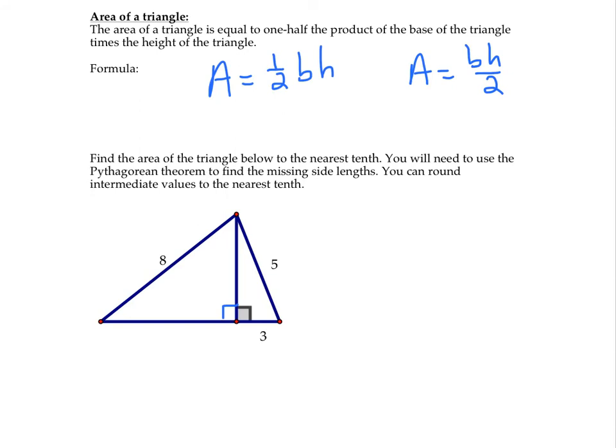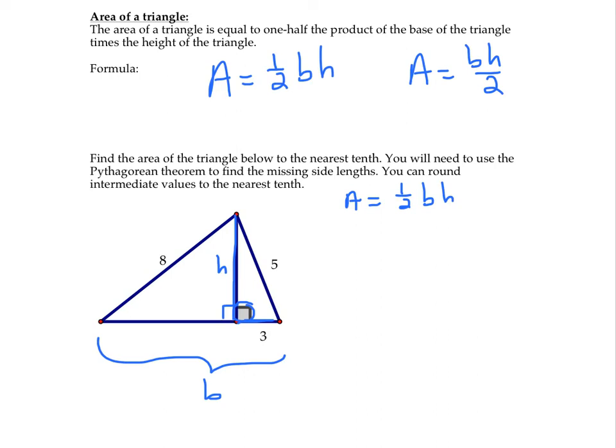Okay, so if we want to find the area, we have to take 1/2 times the base times the height. Remember that the height has to be perpendicular to the base. So there's the right angle. So I labeled this missing side length right here as the height. Now that height is perpendicular to the base. The base isn't just the 3, but the base would be this whole side. So we have some work to do to find those missing pieces.